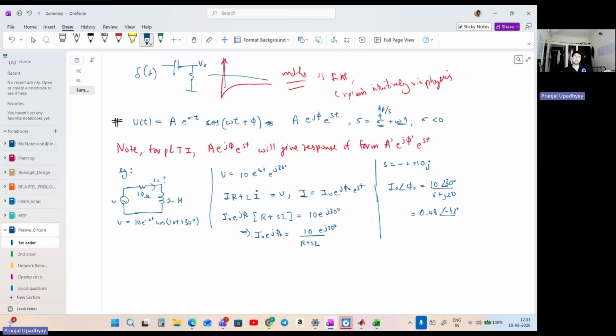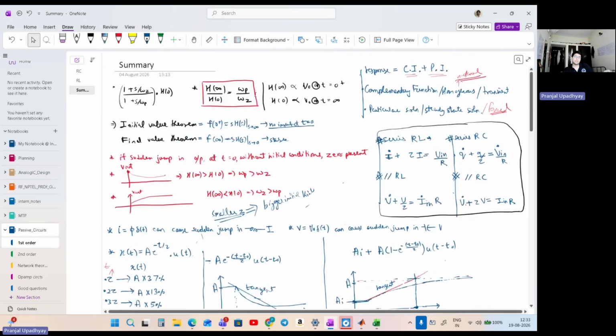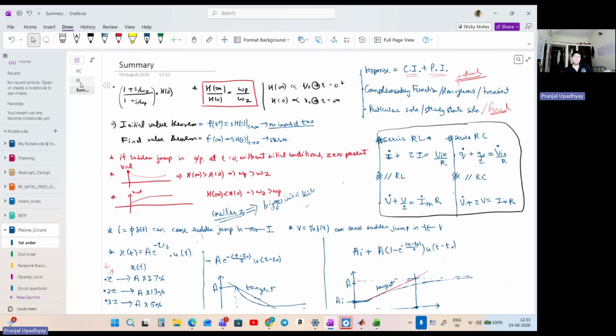Good enough. So I think we have revised all of the first order circuits, and in the next video we'll discuss second order circuits.